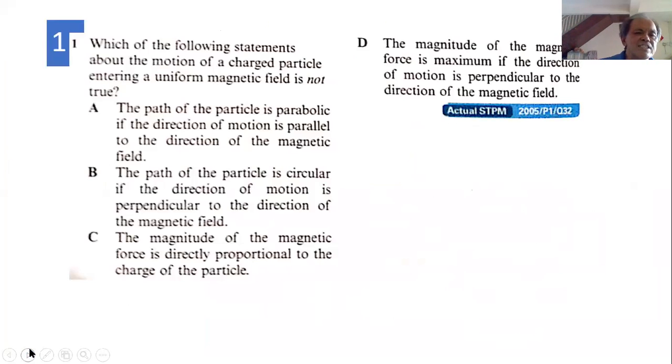Which of the following statements about the motion of a charged particle entering a uniform magnetic field is not true? A, the path of the particle is parabolic if the direction of motion is parallel to the direction of the magnetic field. Is it true or false?